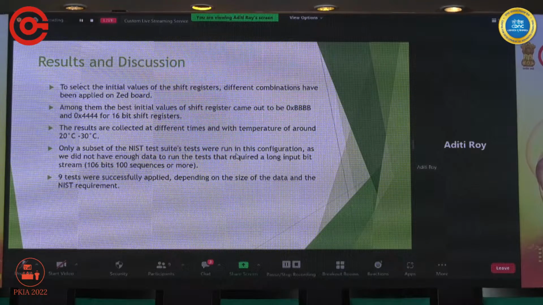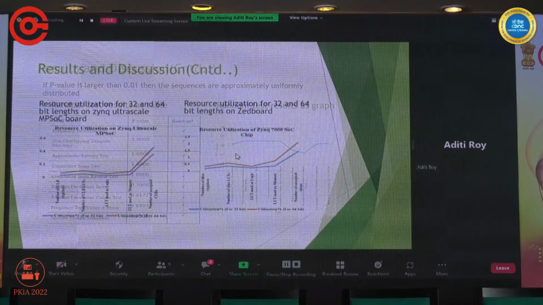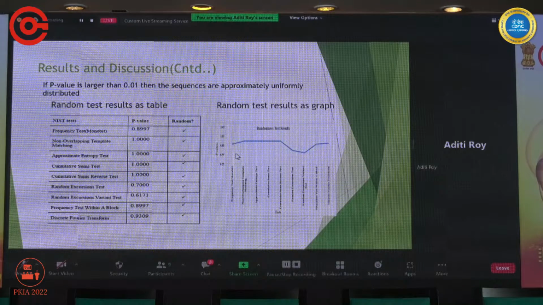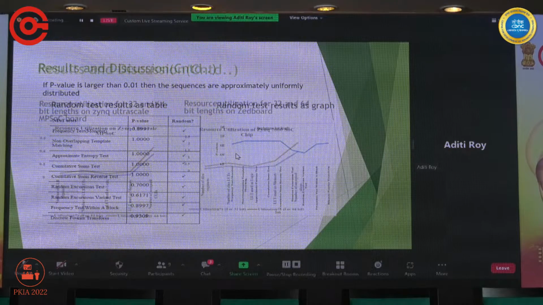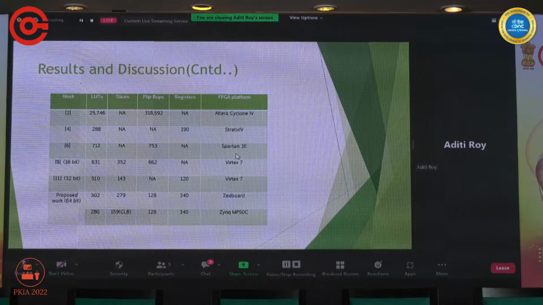So these are the results where NIST test has been performed. If the p value is larger than 0.1, the sequences are uniformly distributed, so we are having random values. These are the resource utilization. As we can see here in the result discussion, in comparison with the other existing TRNGs, our proposed work has shown less area footprint than other existing PRNGs.